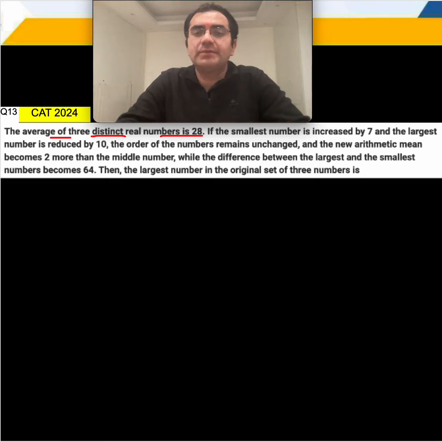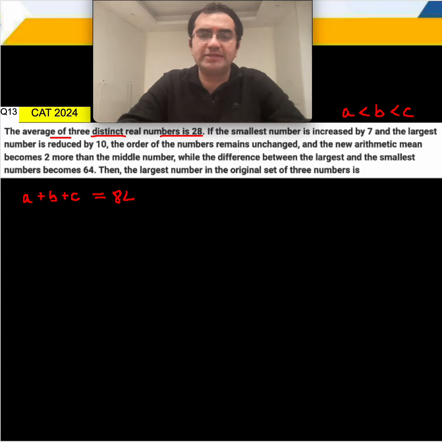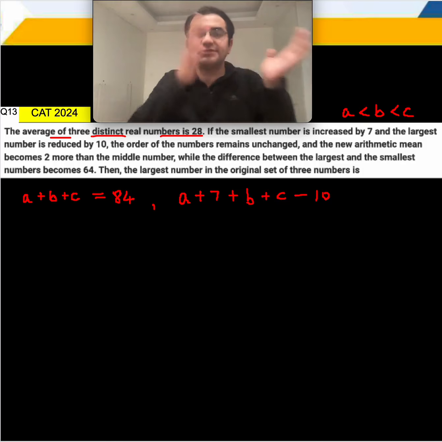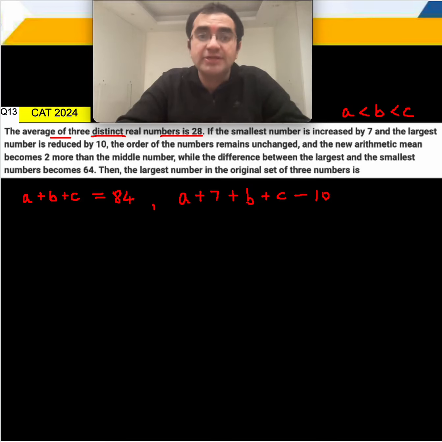So you have the average of 3 numbers is 28. They are distinct numbers, so let me write A is the smallest and C is the largest, middle number B. So (A plus B plus C) upon 3 is 28, cross multiply, 3 into 28 is 84. The smallest number is increased by 7, the largest is reduced by 10, and the middle one B stays. If the largest is reduced by 10, the order of the numbers remains the same, meaning A plus 7 is still the smallest and C minus 10 is the largest. The new arithmetic mean, upon 3, becomes 2 more than the middle number, that is B plus 2.